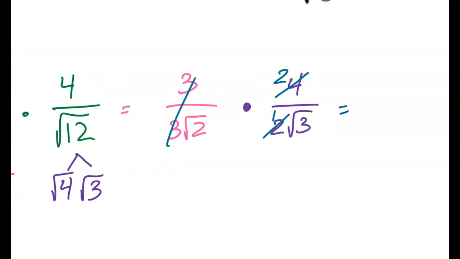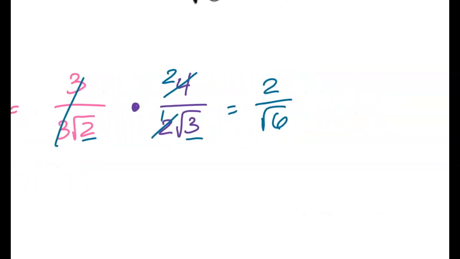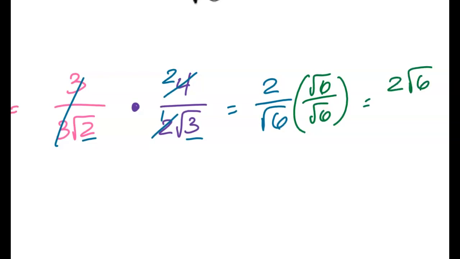So, does anyone know what you end up with here? 2 over the square root of 6, yes, because you multiply the insides of your radicals. But can I leave my answer like this? No, because you have a radical in the denominator. Yes, exactly. So we multiply both the numerator and the denominator by our radical, and here you end up with 2 square root 6 over 6.